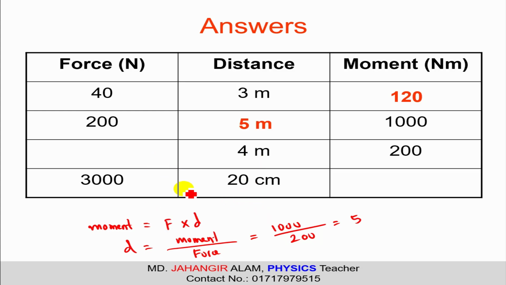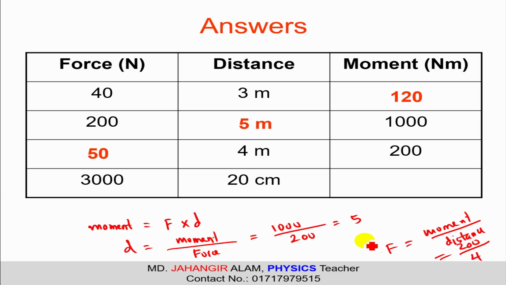Now the third one. Here distance and moment are given. So we have to find out the force. So force equals moment divided by perpendicular distance. So here moment 200 and distance 4.